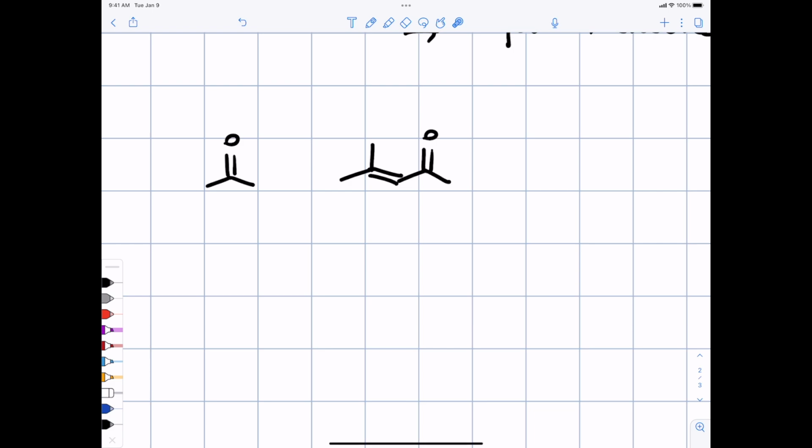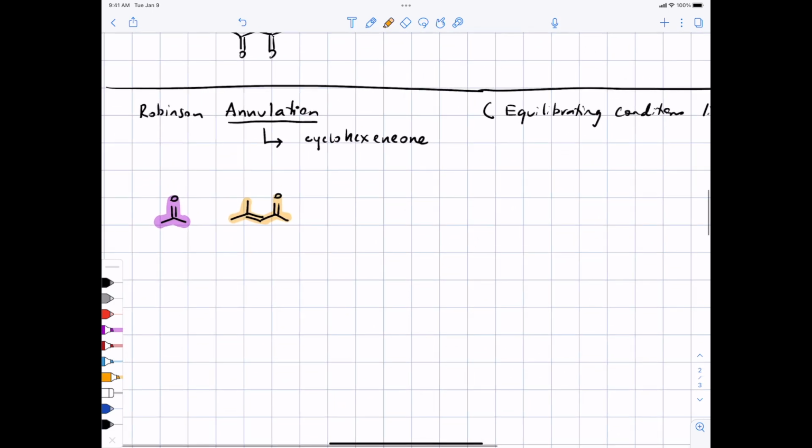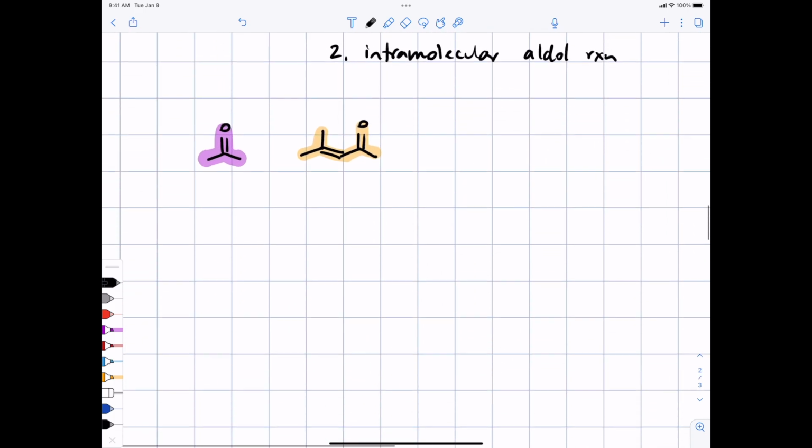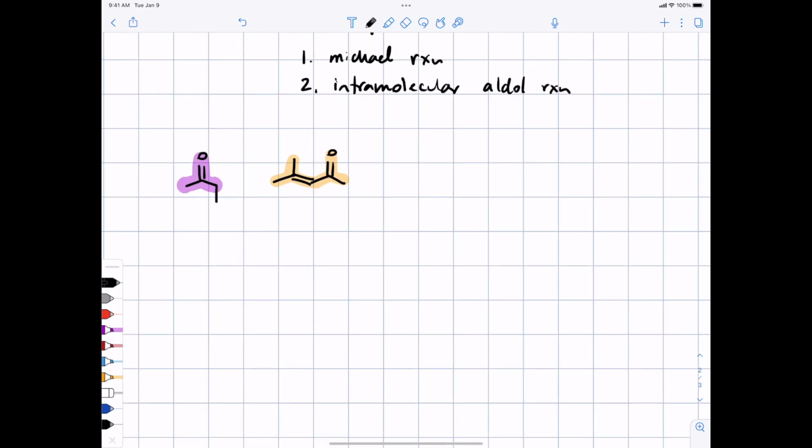That being said, in the Robinson annulation, how have we chosen? This is going to be our nucleophile, and this is going to be our electrophile, at least in the first step. The other thing you need to know about the Robinson annulation is it's nothing special. It's just one, a Michael reaction, followed by two, an intramolecular aldol reaction. So, mechanism, nothing new here. It's just going to be long and stringing multiple pieces together. So, first step is a Michael reaction.